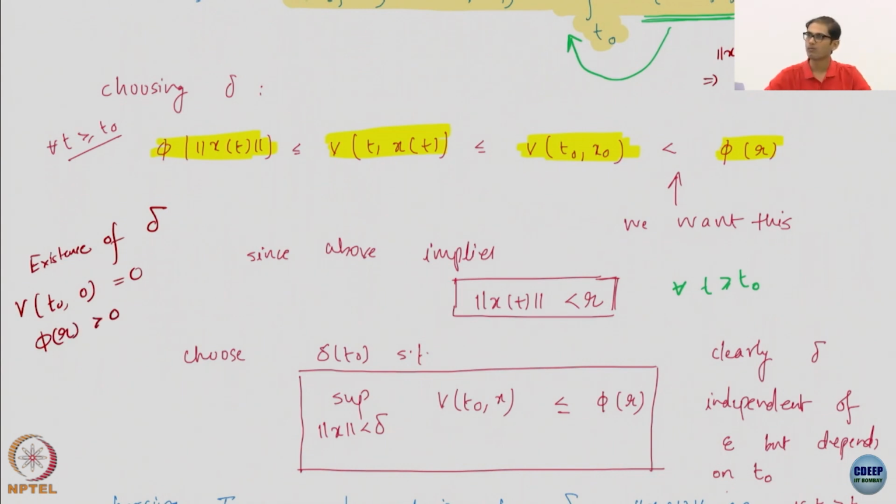I know that V(T0, 0) is 0, and I know that phi R is strictly positive, and I know that V(T0, x) is C1 in x, it is continuous, more than continuous. Okay. What does it mean? So, V starts at 0 here, and I want it to take maximum value phi R.